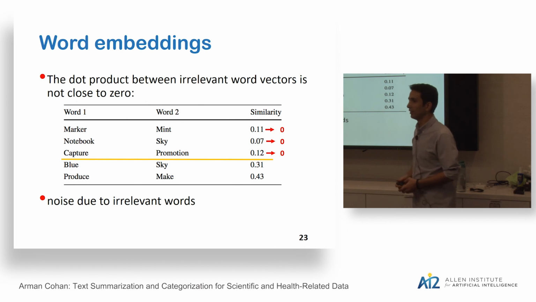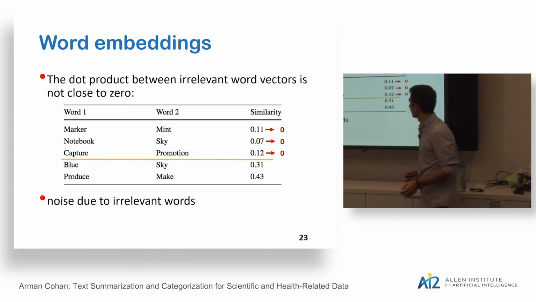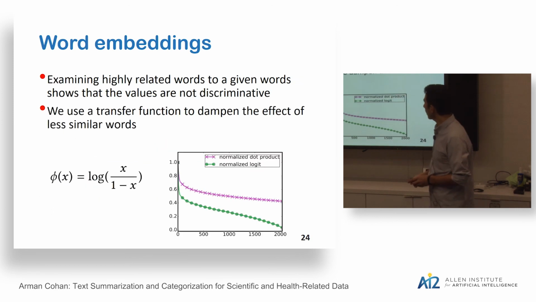Yeah. So I'm going to show you how we can solve this with a threshold and with a transfer function. This threshold basically sets these irrelevant words to 0. And for setting the threshold, we can get the tail of the distribution of all similarities. And finally, we have to apply some sort of transfer function.